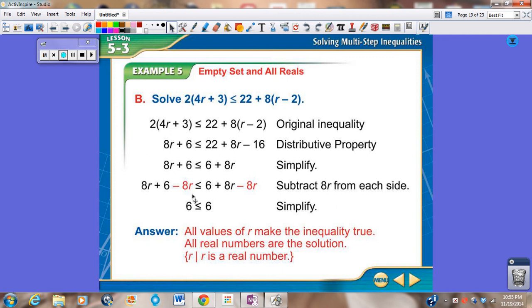So this means that no matter what number you pick for r in this inequality, it's going to work. That's where you get the all real numbers solution. And you don't have to write this out. You can just do many solutions or all real. Okay?